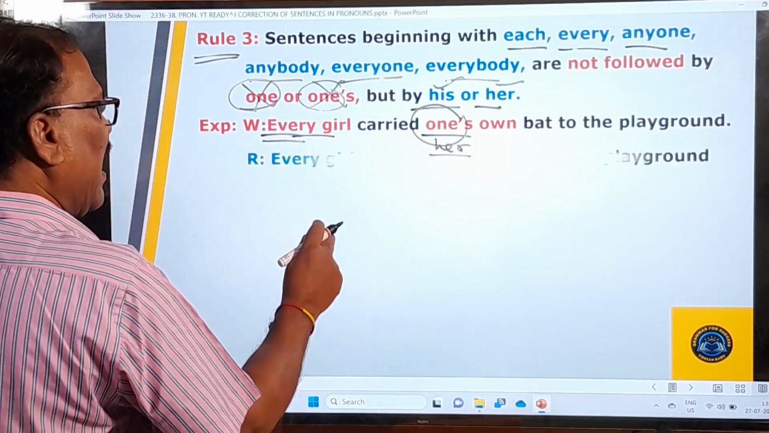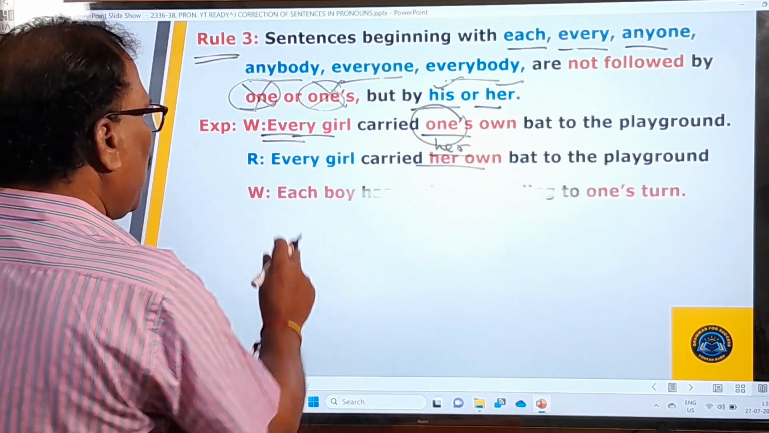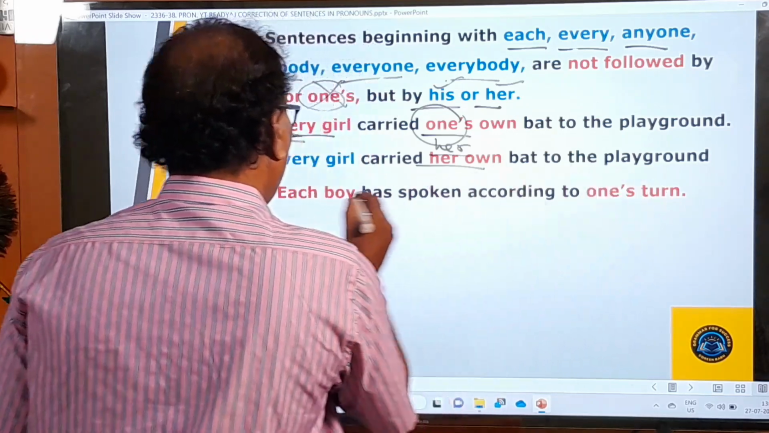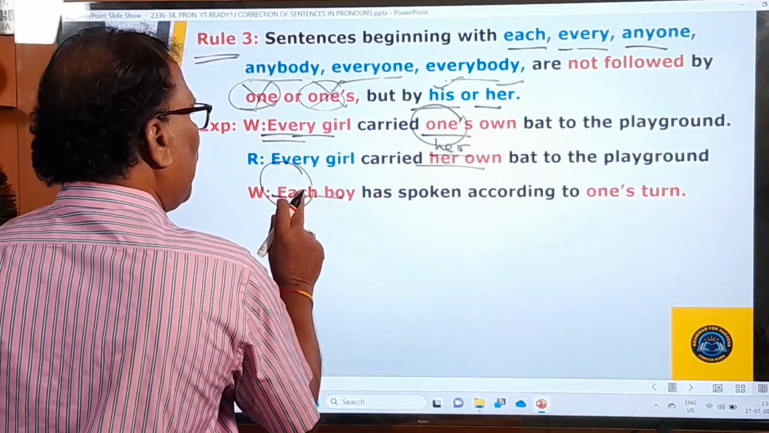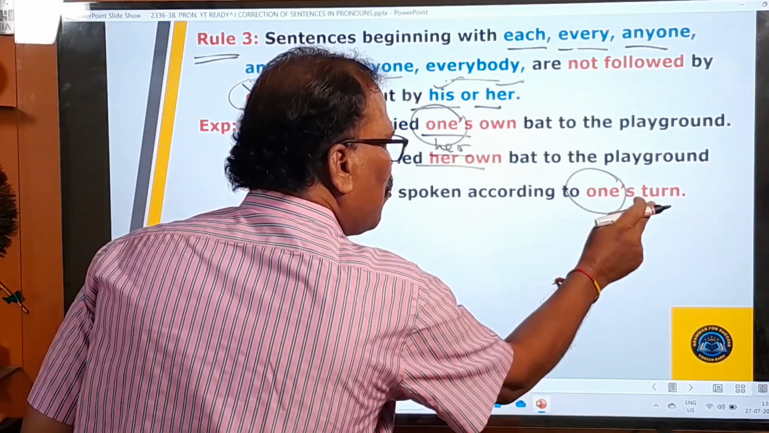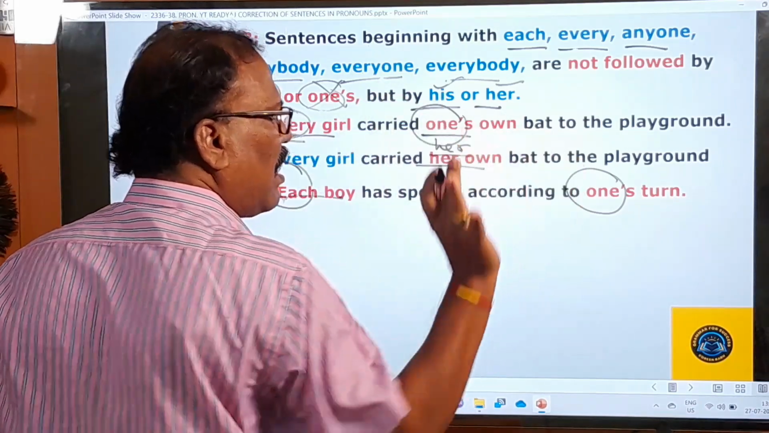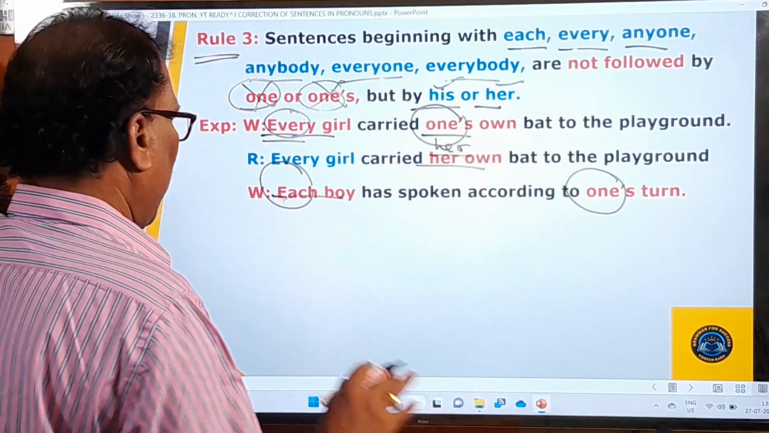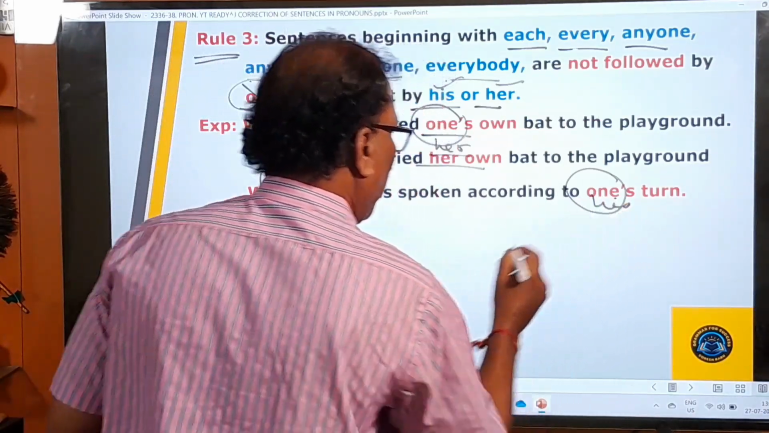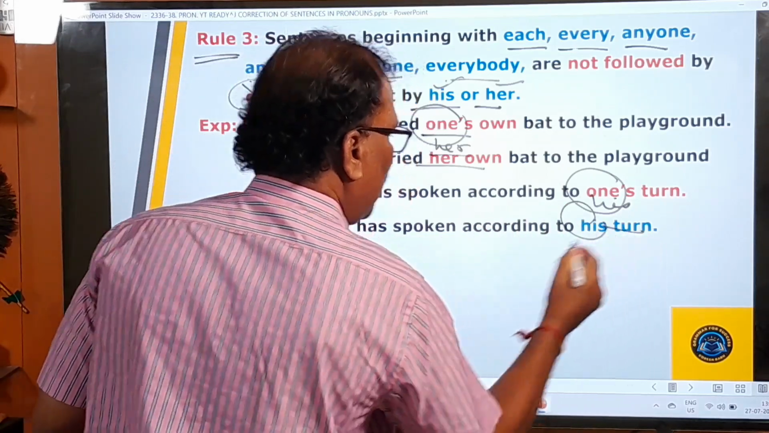Every girl carried her own bat. That is there. Right. And then comes: each boy has spoken according to one's turn. So each boy, here the sentence is beginning with each. Here once is used, so it is wrong. After each, every, only his or her should be used and not one or once. Each boy has spoken according to his turn, that is there.